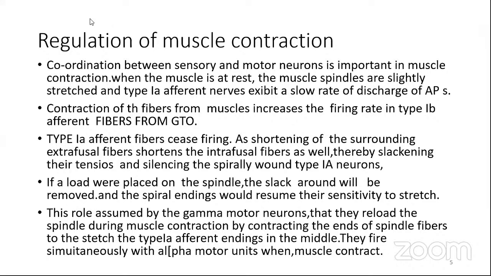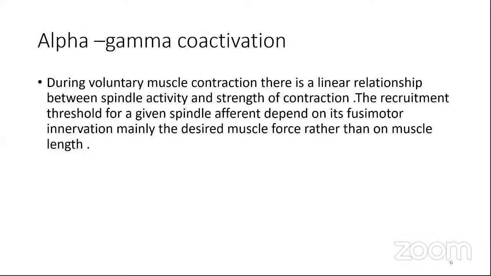This role is assumed by gamma motor neurons, which reload the spindle during muscle contraction by contracting the ends of spindle fibers to stretch the type 1A afferent endings in the middle. So they fire simultaneously with alpha motor neuron units and the muscle will be contracted. Now, alpha gamma co-activation.